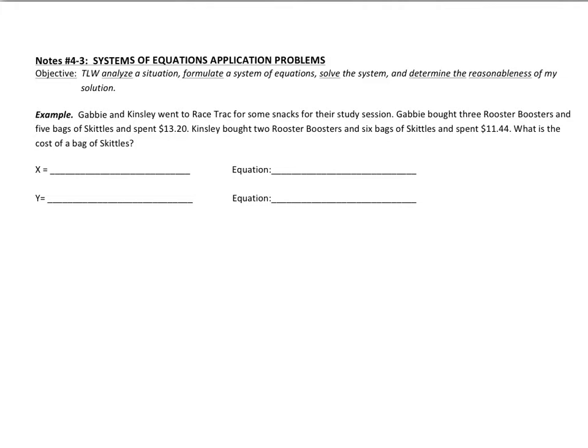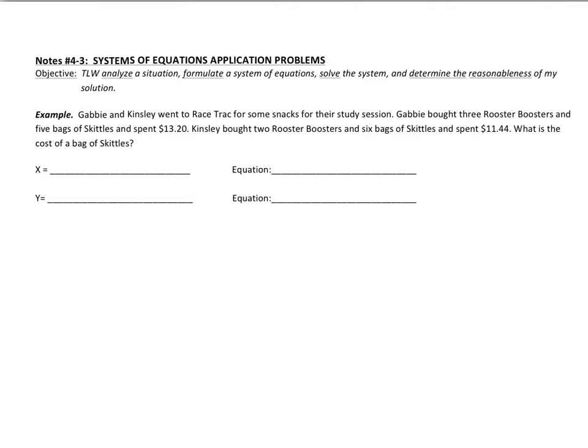Today we're going to look at systems of equations, but in word problems. So for our objective, TLW stands for the learner will analyze a situation, formulate a system of equations, solve the system, and determine the reasonableness of my solution.